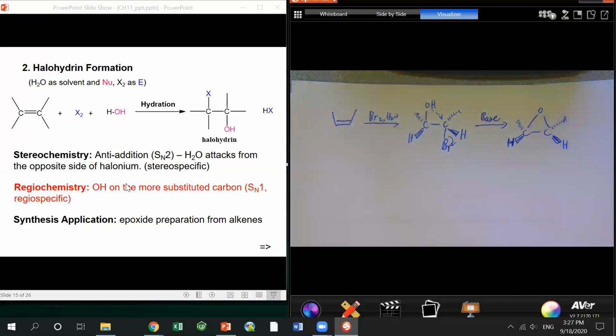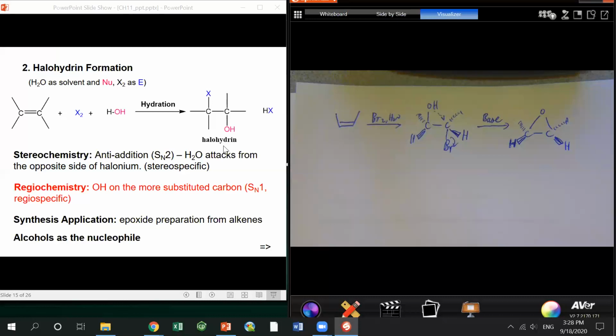So it's pretty straightforward. But this reaction also needs two steps: you generate the halohydrin followed by the SN2 reaction. Later in this chapter we'll learn another reaction that converts an alkene into an epoxide in one step. In addition to water, which generates the halohydrin, you can use an alcohol as a nucleophile to do the same reaction.